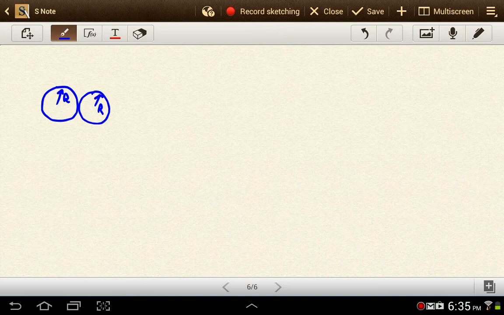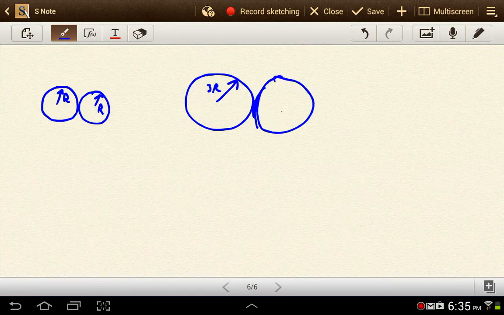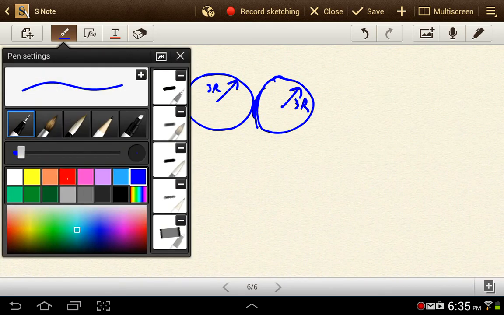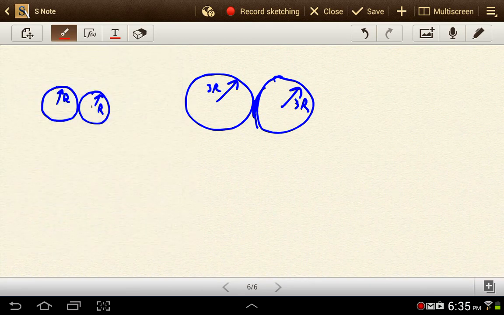Well, we know that's F1, right? And then we want to find, if we have two spheres that are 3 times the radius, so 3R, and there's another one, they're touching, what is going to be the gravitational force they exert on each other? So here is F1, that's what I defined it as, and I'm going to call the force this one exerts on the other at this separation F3, and we're going to find F3 in terms of F1. So F1 is the gravitational force that this sphere exerts on this one.